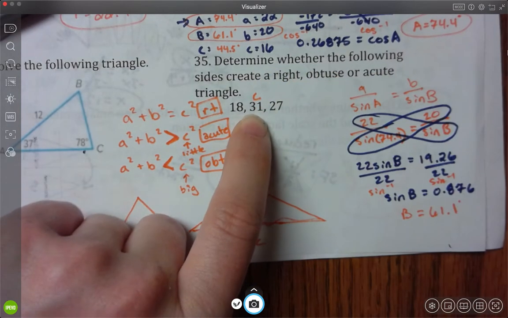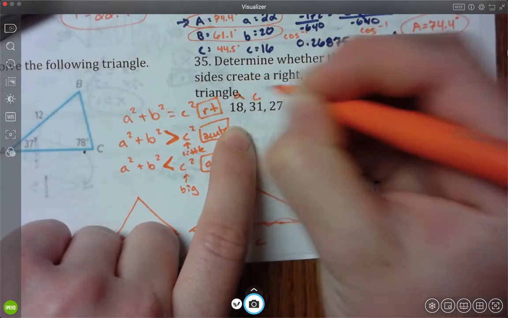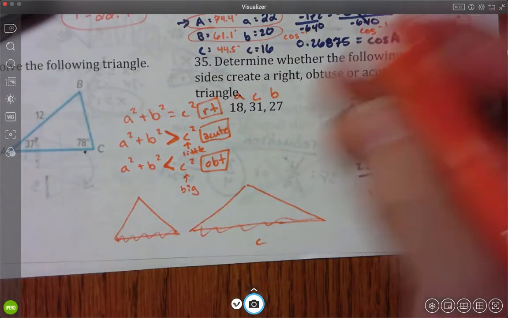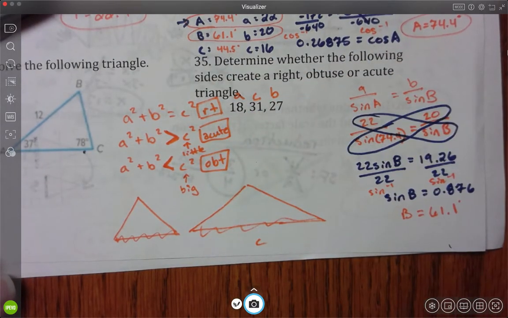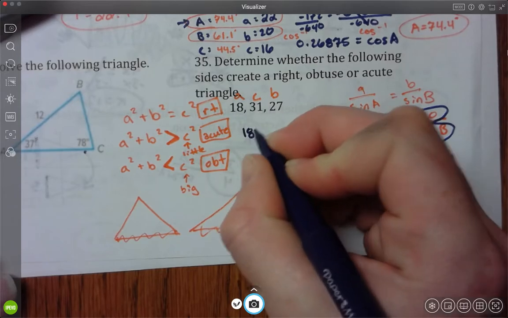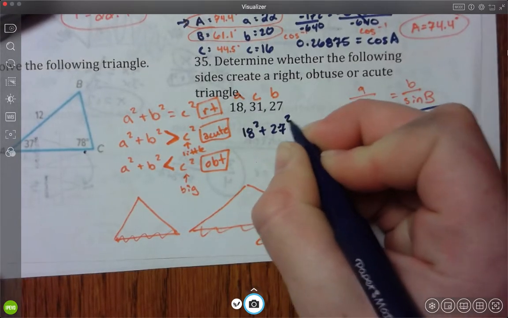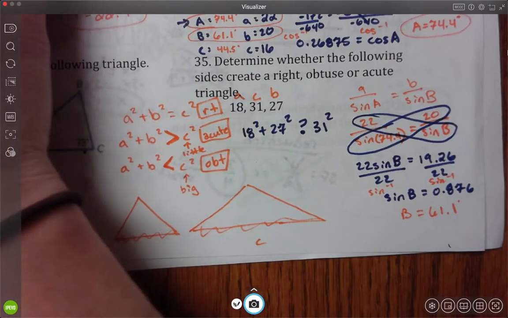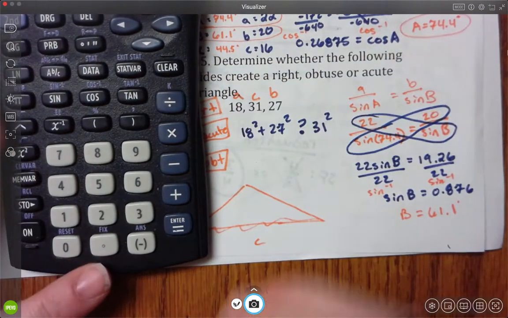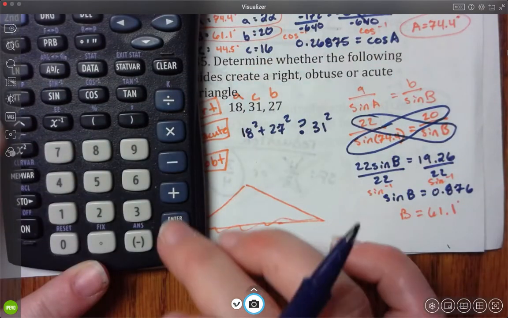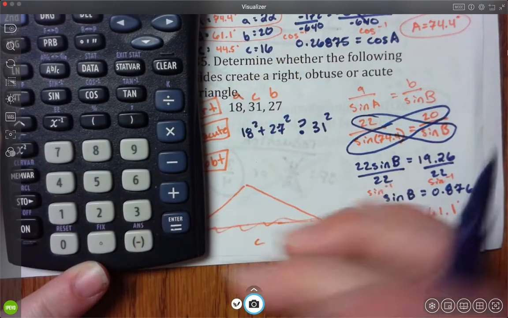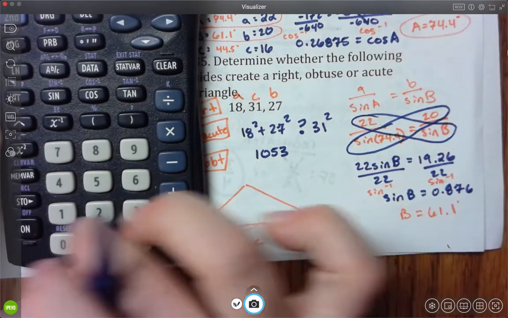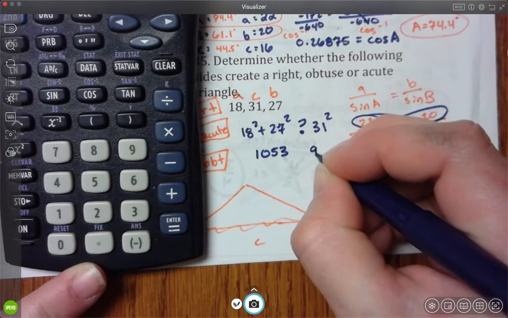So C in this case is going to be 31, and then it doesn't really matter what I designate the other two to be. I'll just have A be 18 and B be 27. So let's go ahead and write out 18 squared plus 27 squared. We'll see what it is in comparison to 31 squared. I don't really know what any of those are. 18 squared plus 27 squared: this whole left side is 1053, and 31 squared is 961.